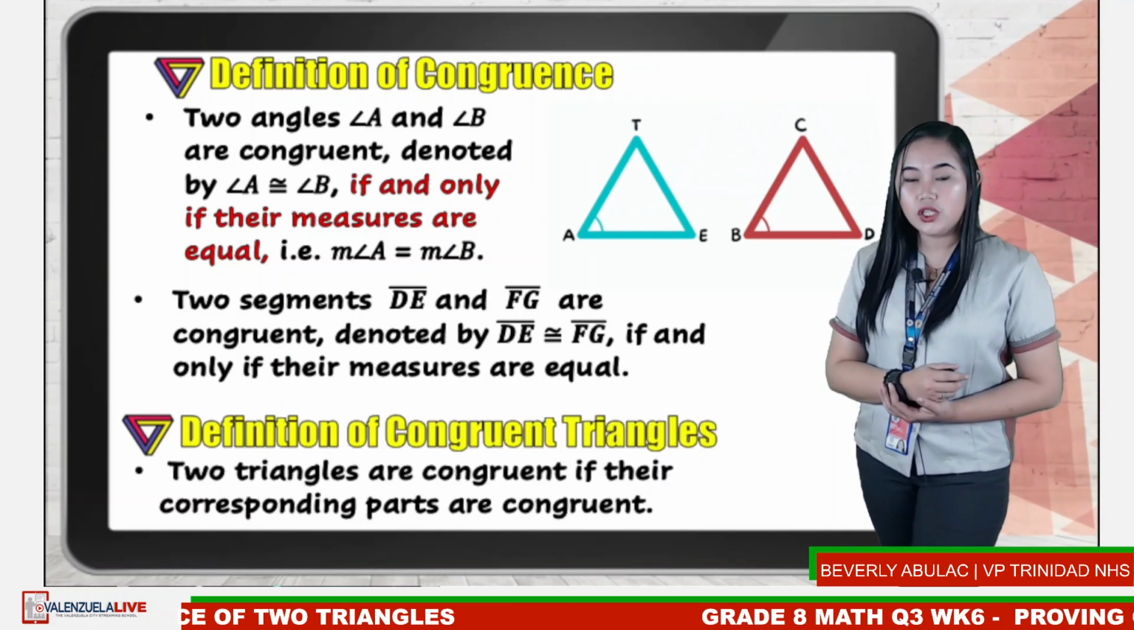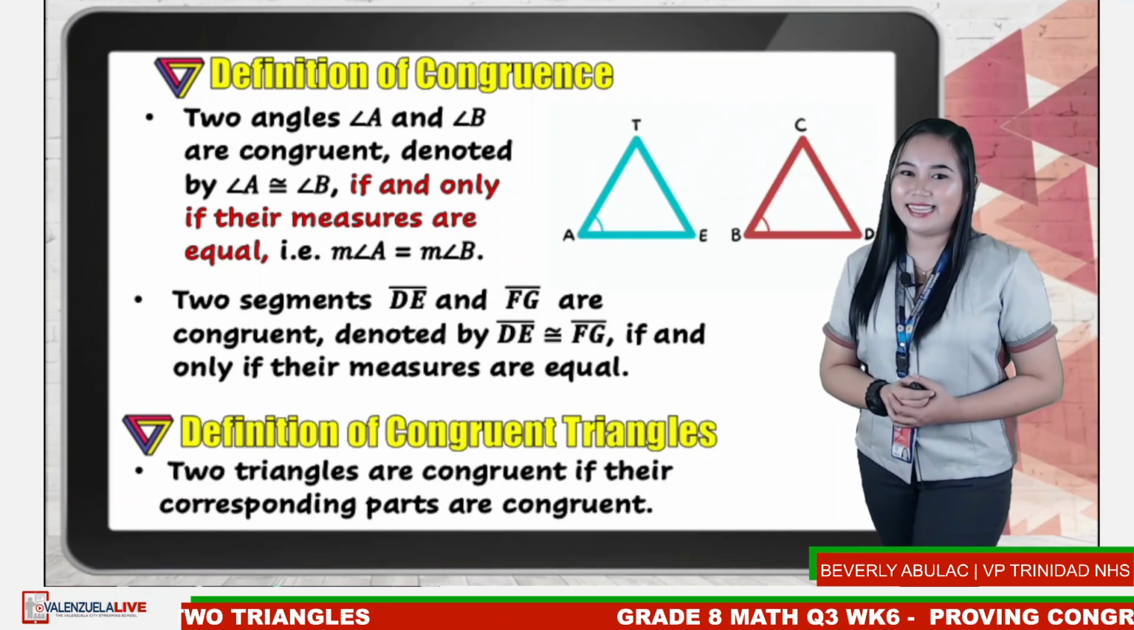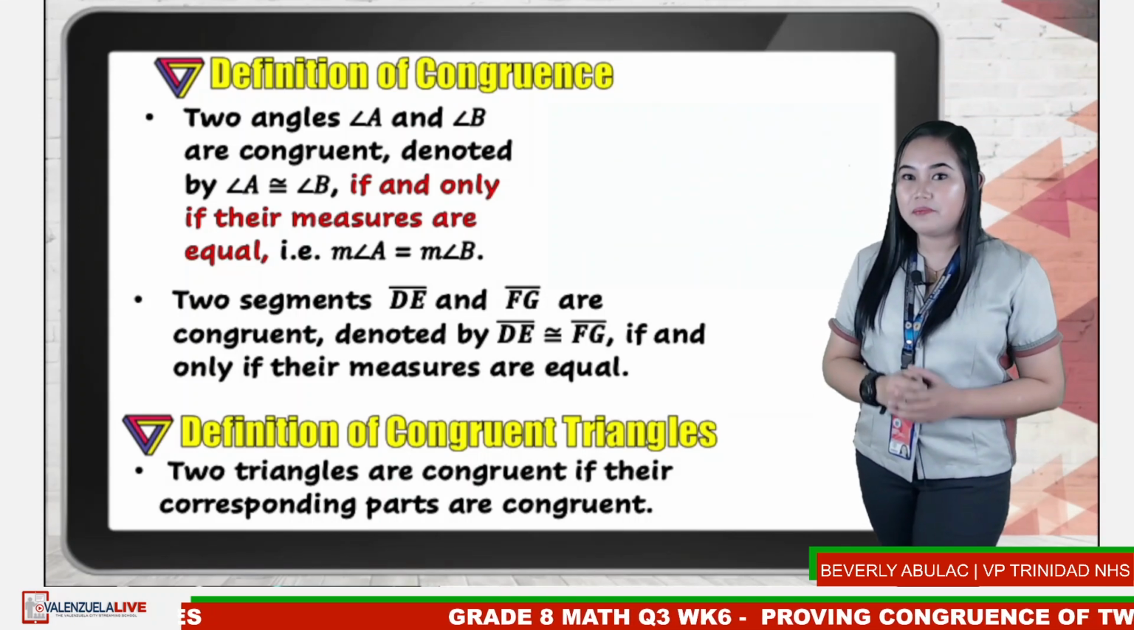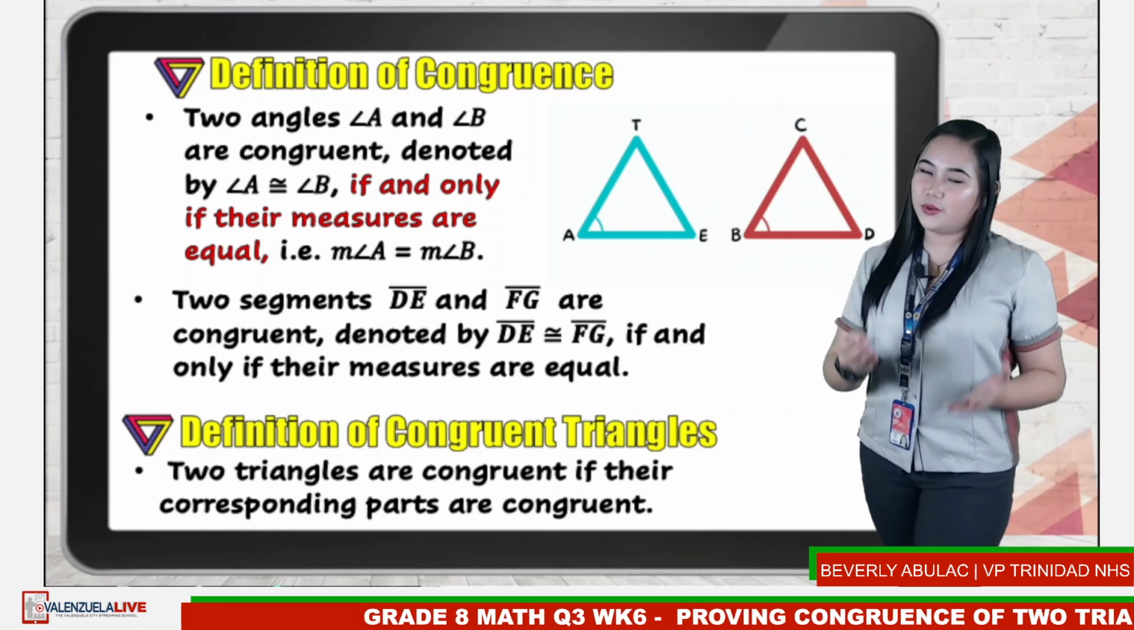Next, we have the definition of congruent triangles. Two triangles are said to be congruent if their corresponding parts are congruent.